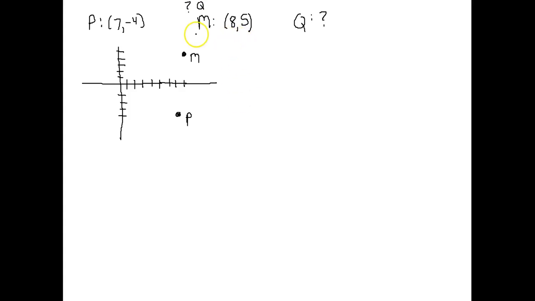Well, if you look at your x values, your x values from point P to your midpoint go from 7 to 8. It increases by 1. So to get to Q, you got to go the same distance past the midpoint. So this is P, this is the midpoint, this is going to be Q. Then you just add one more and you get 9.